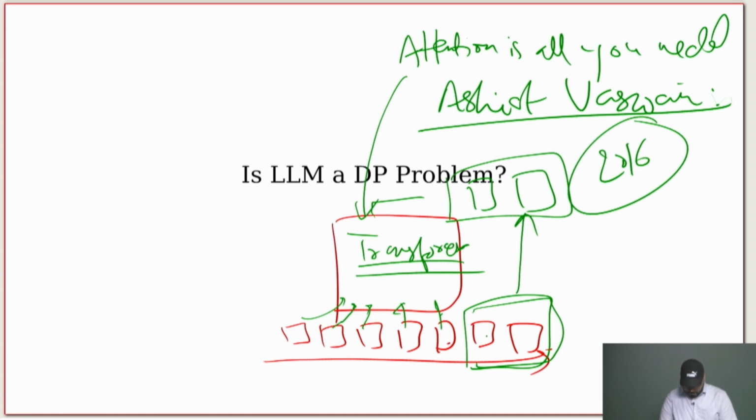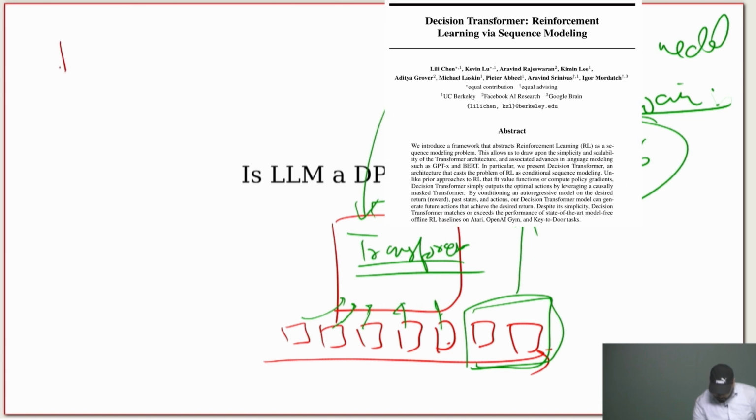Sequential decision making problem, sometimes you may see the set of actions that you will produce as a sequence as a way of next token prediction itself, depending on how you formulate it. So there was one work in this direction. It's called Decision Transformer.